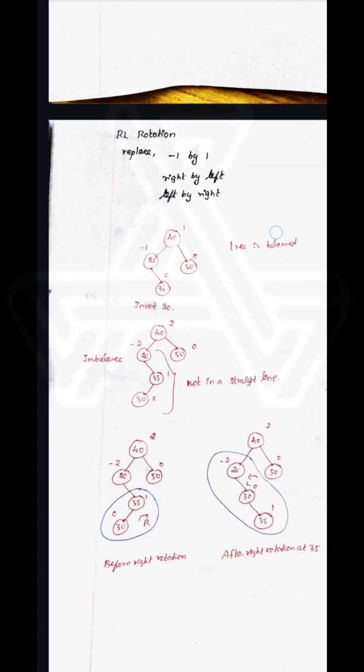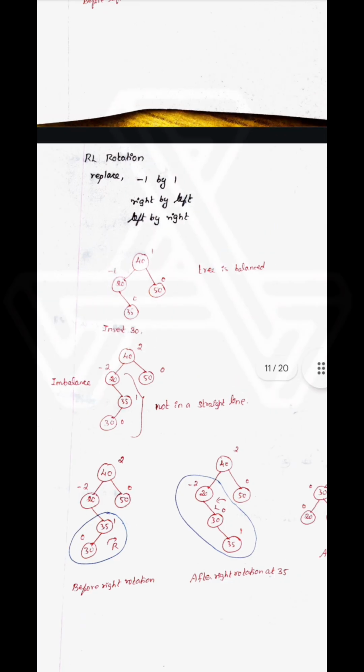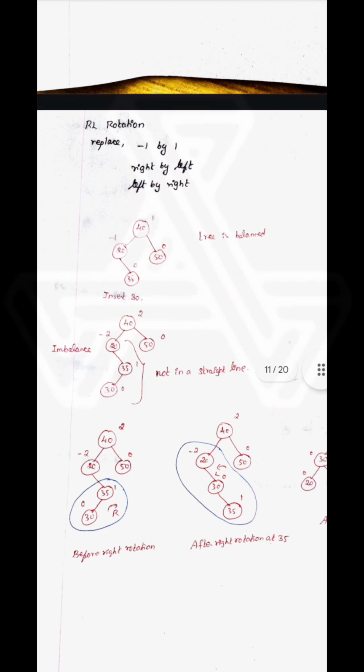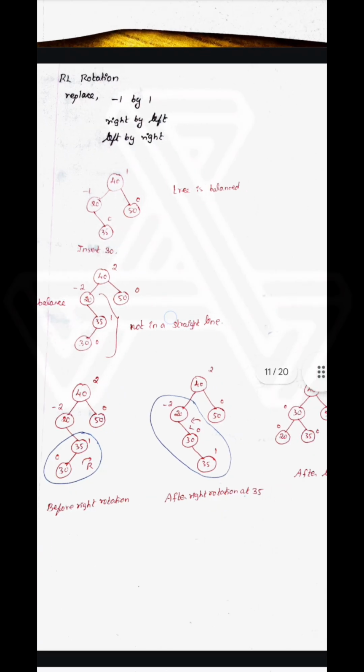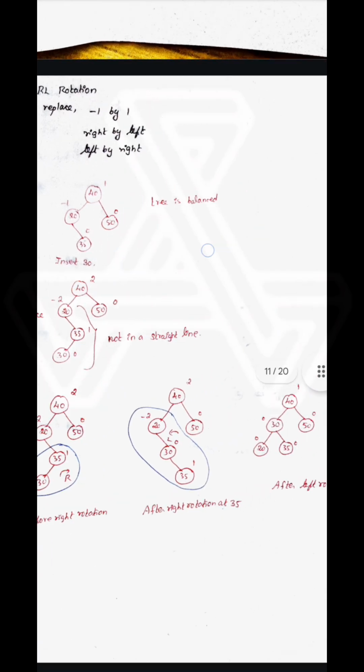Then for RL rotation, replace -1 by 1, right by left and left by right. The tree is balanced. We have to insert 30. We will be inserting it on the left side of 35. It becomes unbalanced. Then the imbalance occurs. If you see the -2 and 2, then it is heavy on the left side. So we have to do a right rotation so that it becomes 30. Then it comes into a straight chain. Then we have to do left rotation.